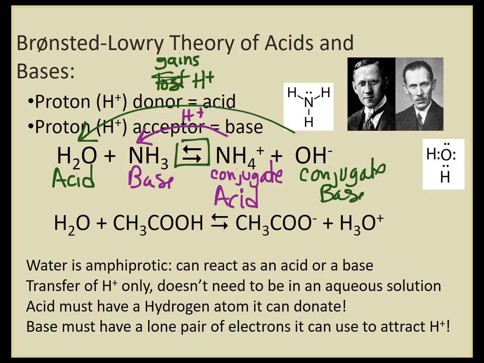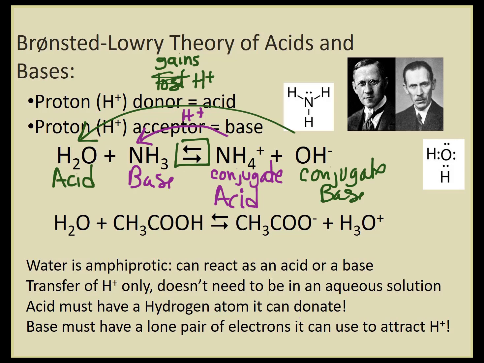So if I can identify one component on the left-hand side, whether it's an acid or base, I can figure out the other three, because your acid always becomes your conjugate base. Right next to the acid will always be the base, and your base always becomes the conjugate acid.